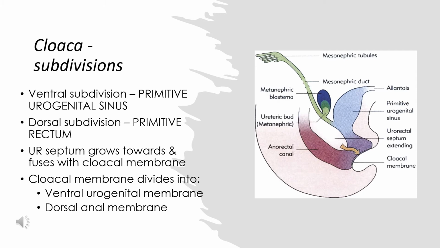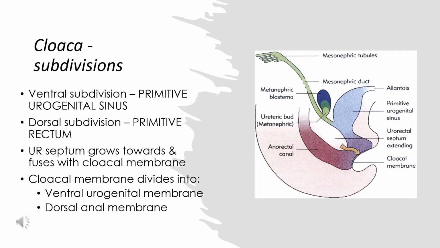The dorsal part of the cloaca is termed the primitive rectum, and as the name suggests, the primitive rectum forms the rectum and part of the anal canal. Now this urorectal septum grows towards the cloacal membrane and eventually fuses with it.